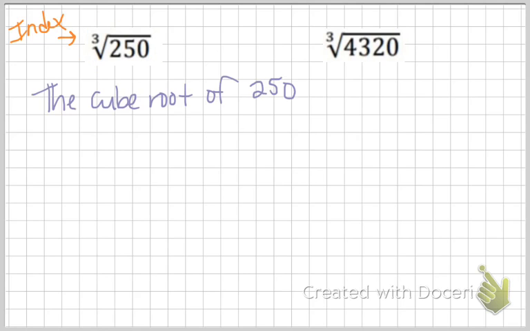Okay, so here we see something different. There is a tiny 3 here, and remember that is the index. So our index is a 3. The way we pronounce this is the cube root of 250. So we're going to start off the same way. Find all the prime factors that we can for 250.